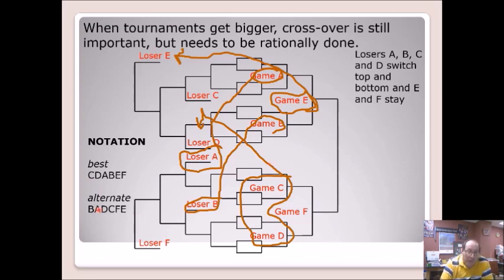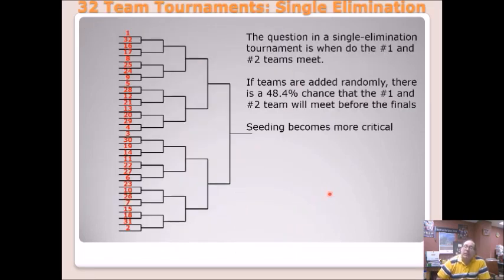The alternate, which was the second best version, was B, A, D, C, F, E, and you can imagine how that would be. So loser B, A, D, C, and then F and E. So let's talk about a 32-team tournament.